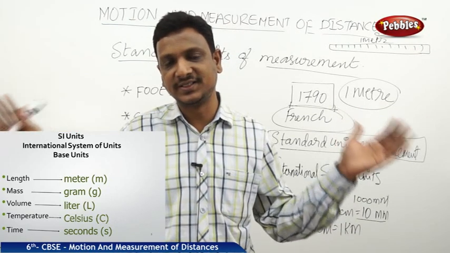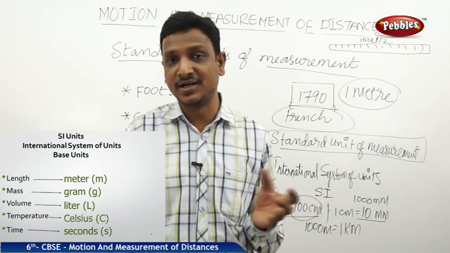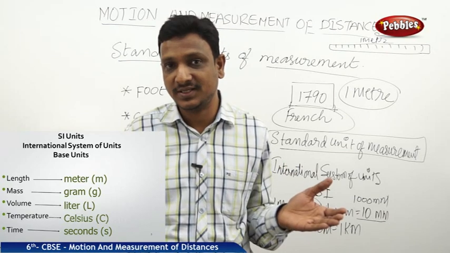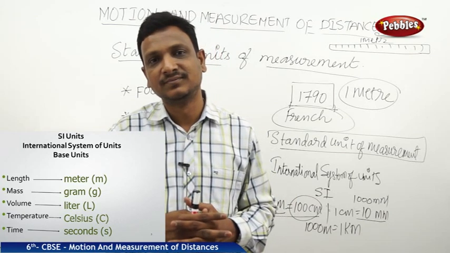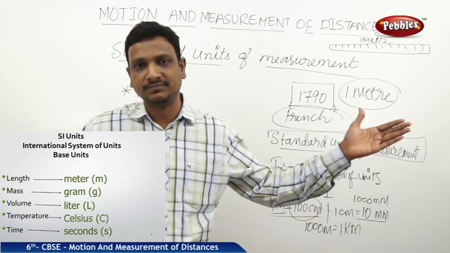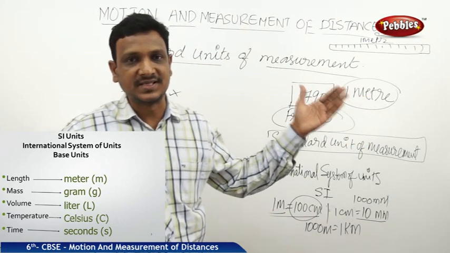They should divide the 1 meter scale into 100 centimeters. And they cannot take a centimeter of their own choice. The centimeter must have 10 millimeters. And overall 1000 millimeters should make 1 meter. That is the standard unit of length.